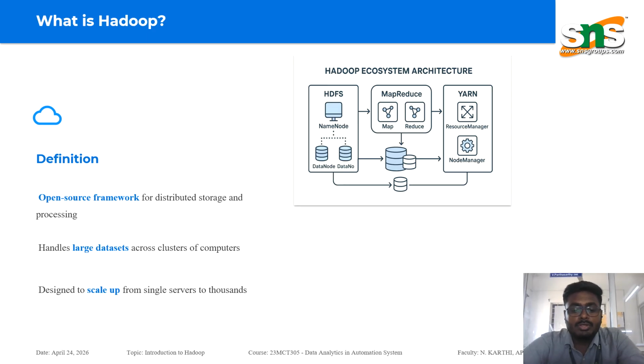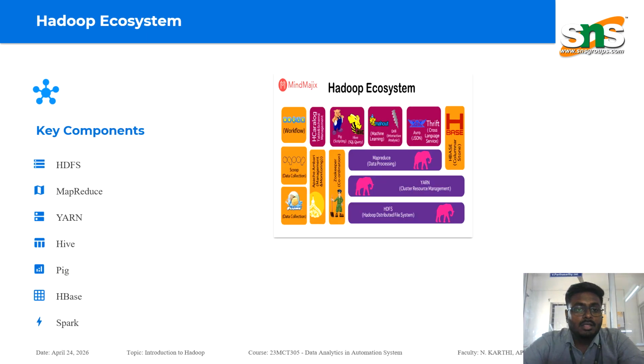So moving to the Hadoop ecosystem. The Hadoop ecosystem is not just a single tool. It is a complete ecosystem of components, where the key components include HDFS for storage, MapReduce for processing, and YARN for resource management. In addition, there are supporting tools like Hive, Pig, HBase, and Spark, which help in data analysis, querying, and real-time processing. This ecosystem makes Hadoop more powerful and flexible for different types of applications.